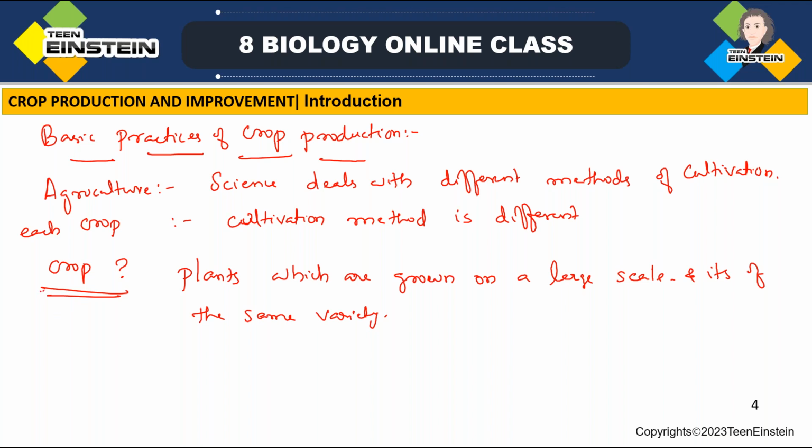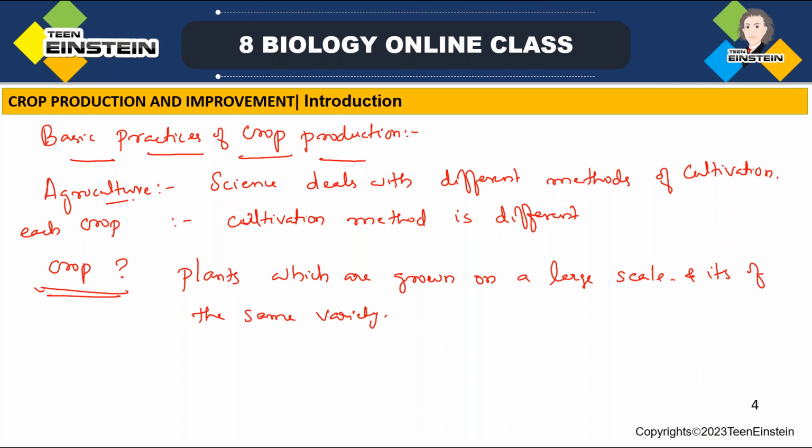Okay, so this is one question. What is the crop? And what is agriculture science? Agriculture science means it is dealing with different methods of cultivation. For each and every crop, the cultivation method is different. So agricultural science is dealing with different methods of cultivation of different crops. For every crop that varies.